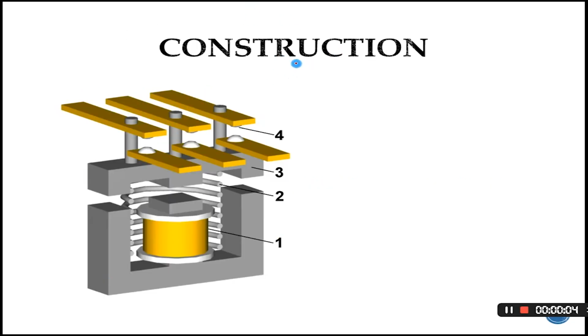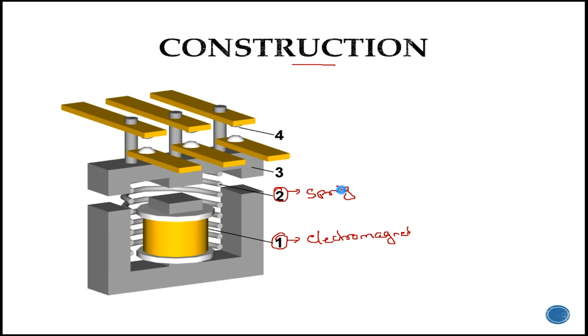Next, let's see the construction of contactors. In this, there are main four parts. First is electromagnet. Second is spring contact. Third one is movable contact. And the fourth one is fixed contact.